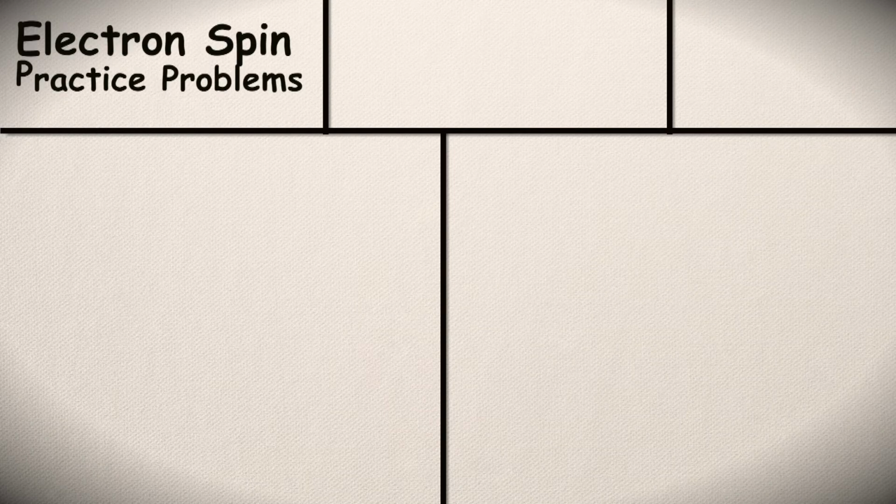Okay, hey, welcome back. This is our third video on practice problems for electron configuration. This is the one where we go through electron spin. So this is where we put everything together so we can figure out, hey, is a certain electron spinning in the positive direction or negative direction? But before we get into the actual problems, here's just some key points.